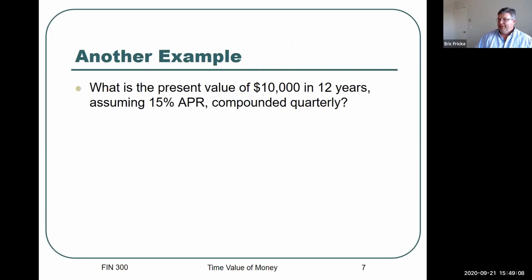Let's do another example here. So this one's a little different. This is going to be present value, and we've got $10,000 in 12 years, so that's the future value. We've got a 15% APR. Oh, and this one's a little different. We have quarterly compounding. Okay.